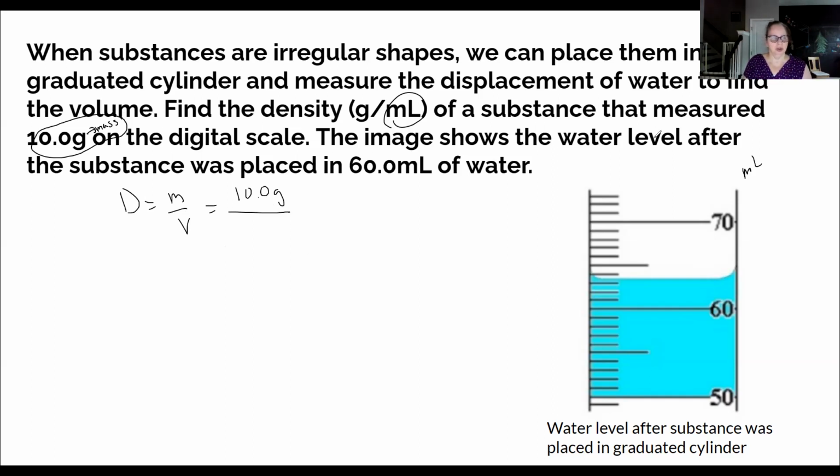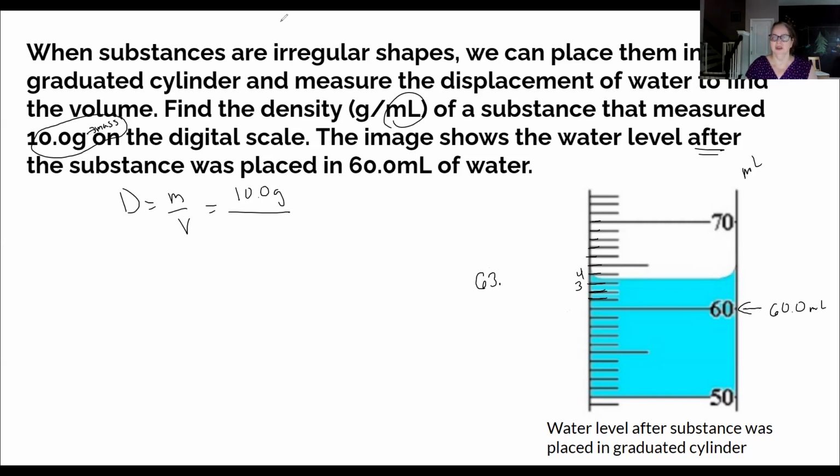The image shows the water level after the substance was placed in 60 milliliters of water. So our original height was 60.0. And then it went up to here. So again, 1, 2, 3, 4, 5, 6, 7, 8, 9, 10, just confirming that they're 1 each. 1, 2, 3, it's between the 3 and the 4. Okay, so that would be 63 point something.